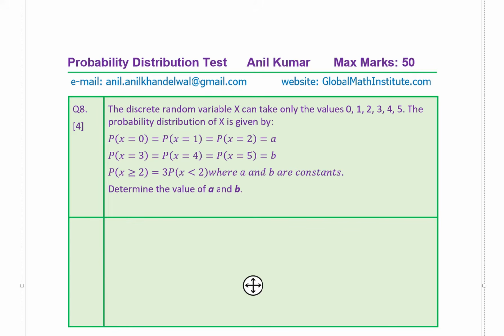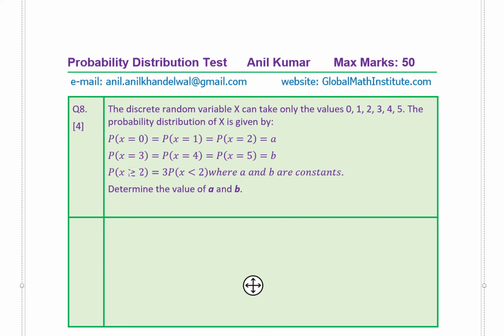Question number 8. The discrete random variable x can take only the values 0, 1, 2, 3, 4, and 5. The probability distribution of x is given by: the probability when x equals 0, 1 and 2 is A. And the probability of x equals 3, 4 and 5 is B.